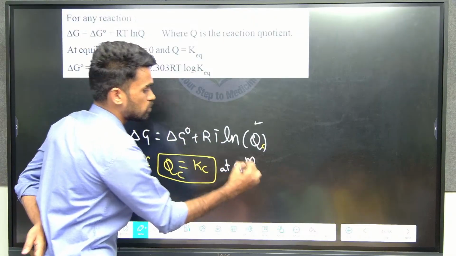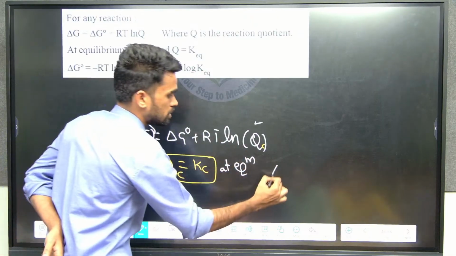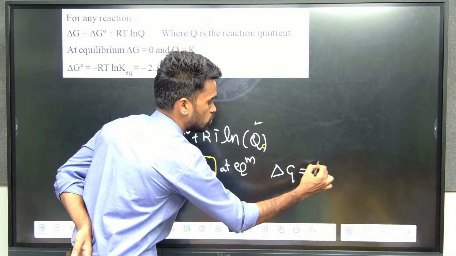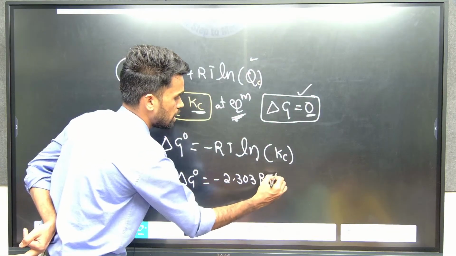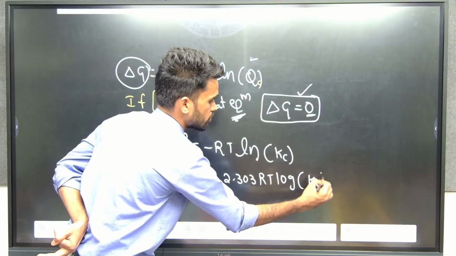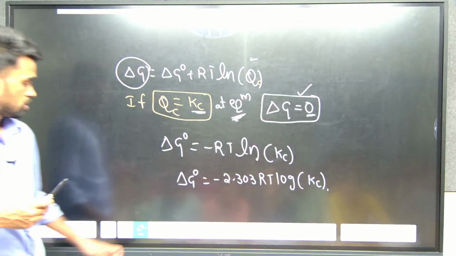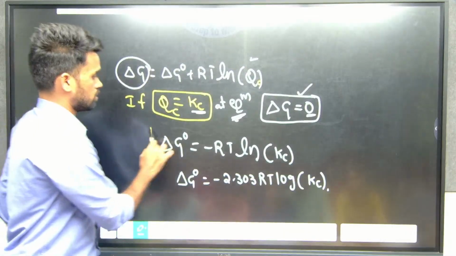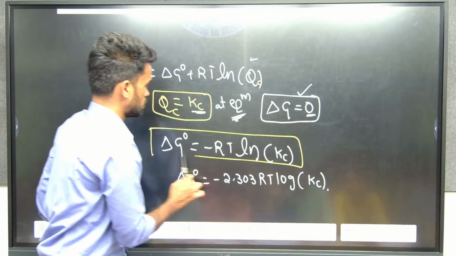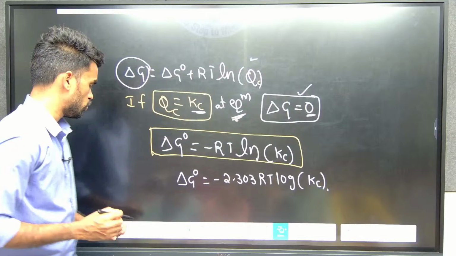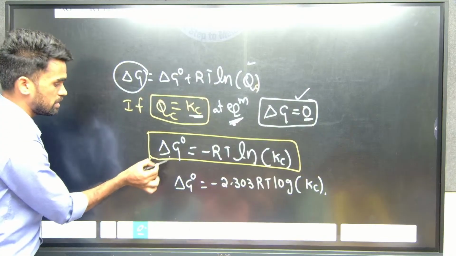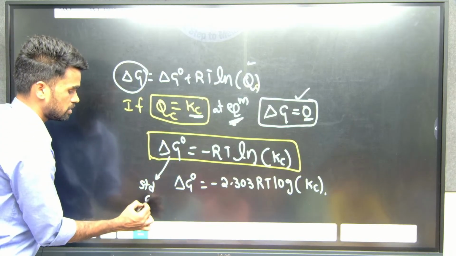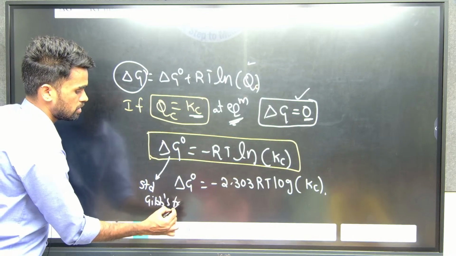Equilibrium. So this is at equilibrium. At equilibrium, the value of delta G equals 0, so delta G naught equals minus 2.303 RT log Kc. What is this delta G naught? You can say this is the standard Gibbs free energy. This is the normal Gibbs free energy at any temperature, but this is at standard.